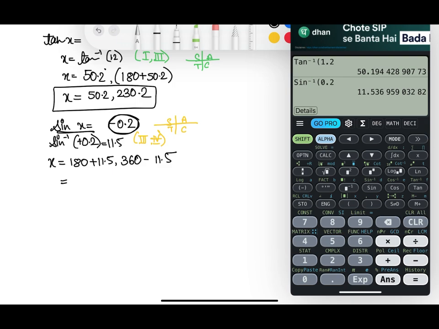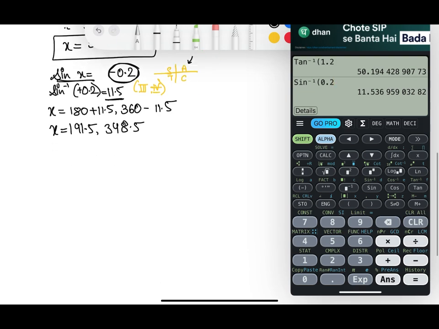No, because it's a negative number, so we cannot put 11.5, because 11.5 is less than 90, which would come in the first quadrant. In the first quadrant, sine value is positive, not negative. Okay. So the value of x in this case is 191.5 and 348.5.